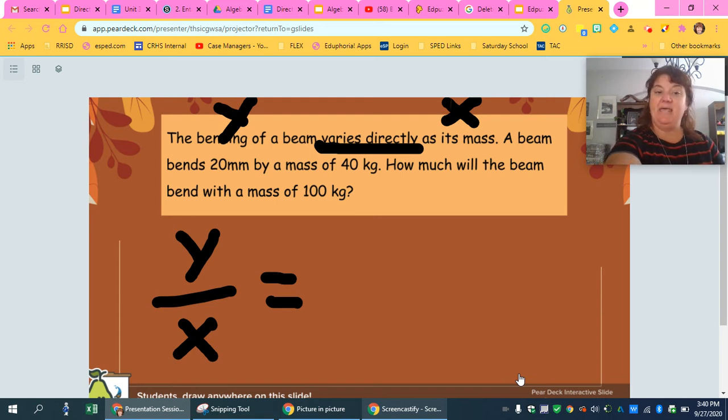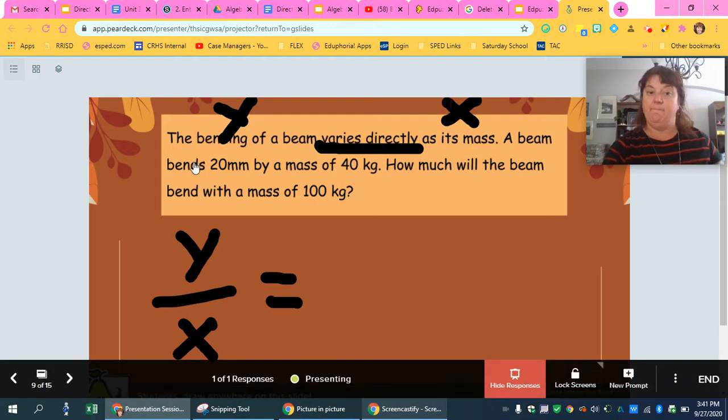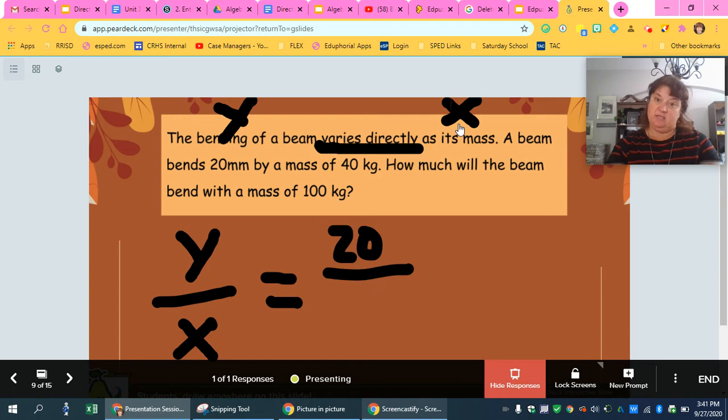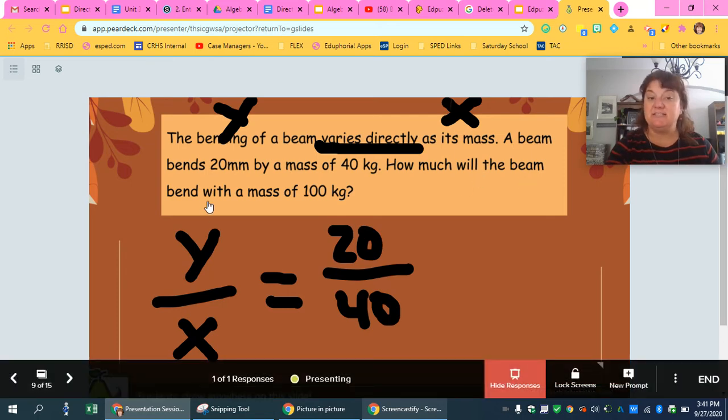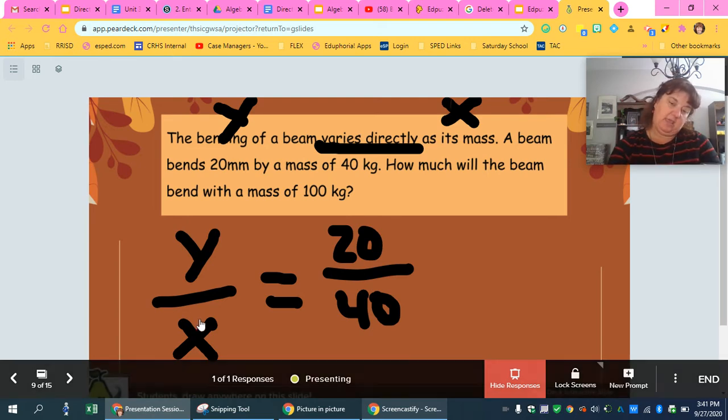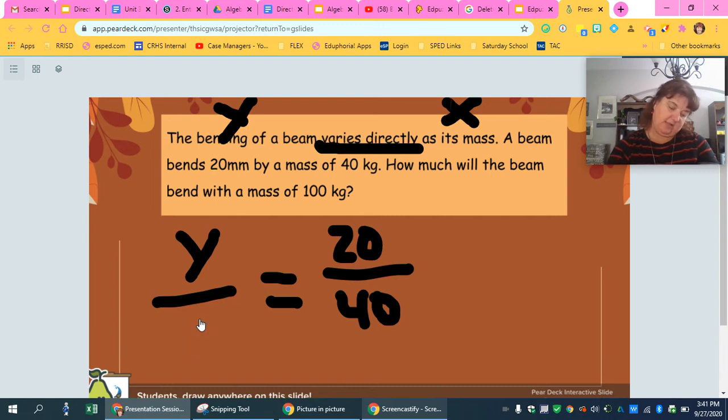A beam bends 20 millimeters. Bending goes with y, so we're going to put the 20 on top. The mass goes with x, so we're going to put the 40 on the bottom. How much will the beam bend? So now we're going to look for y with a mass of 100. So we're going to erase the x, and we're going to put a 100 down here. There we go. I'm all set up.